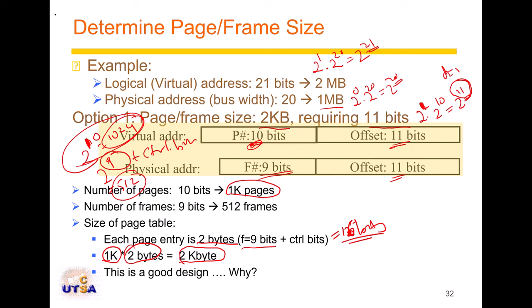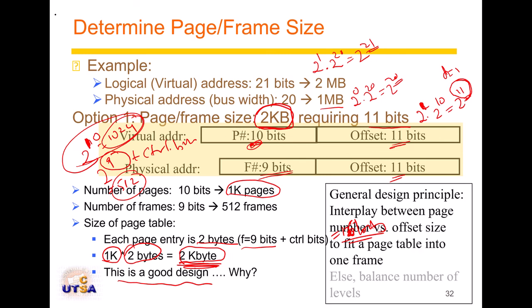And I call this a good design, and I hope you can see why. Basically the idea is, if a page table can fit into one physical page or a frame, then the operating system doesn't need to worry about anything else. It can simply allocate one frame for the page table of this process and maintain its address in the process control block so that it can access that page as an array of frame numbers, basically. Okay, so that's one of the good design choices.